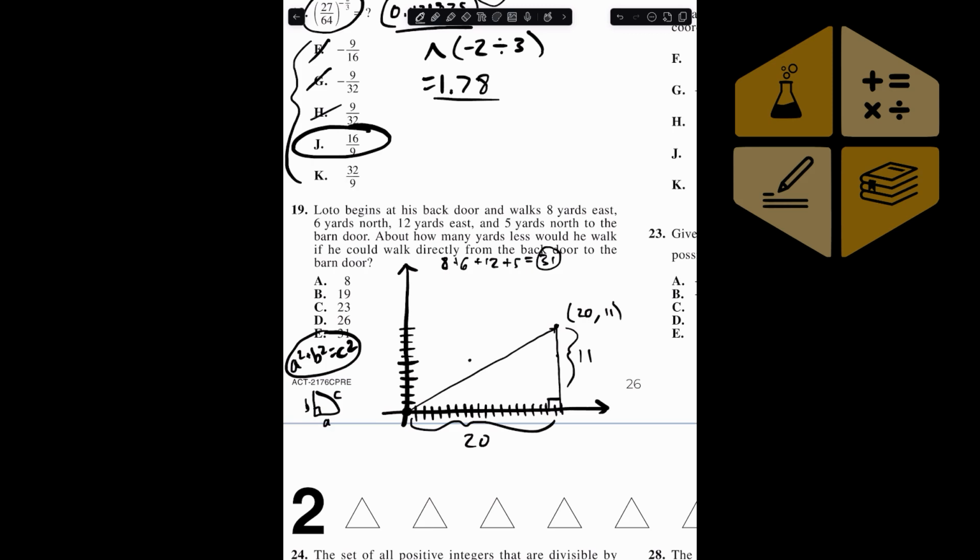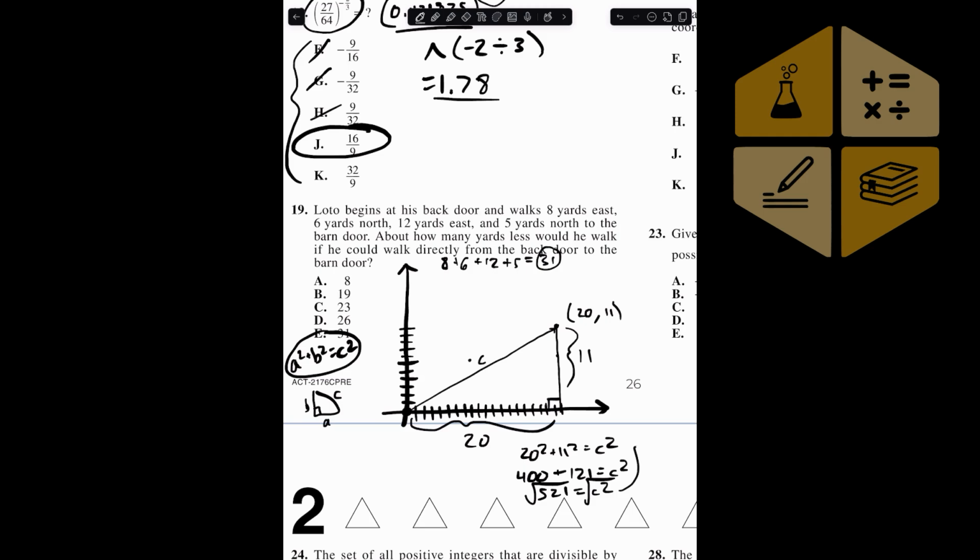So using the Pythagorean theorem, let's call this C. So this would be 20 squared plus 11 squared equals c squared. 20 squared is 400 plus 11 squared is 121 equals c squared. So 521 equals c squared. Now to solve for c, we have to take the square root of everything, because the square root of c squared is just going to be c.